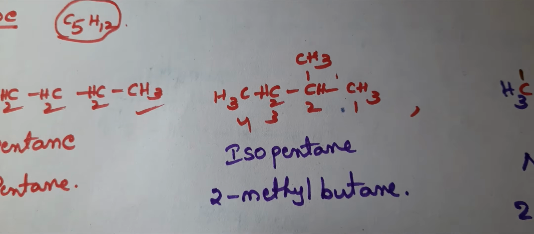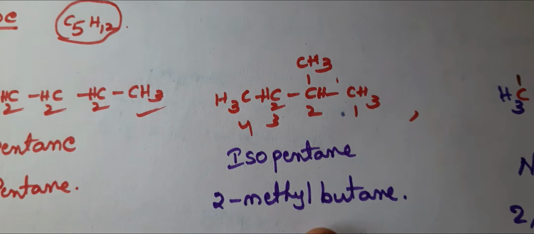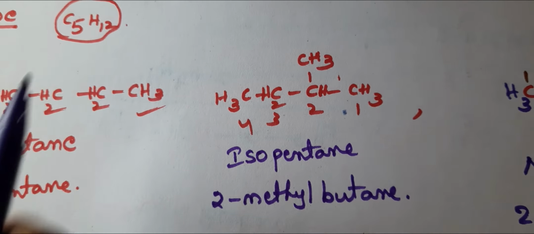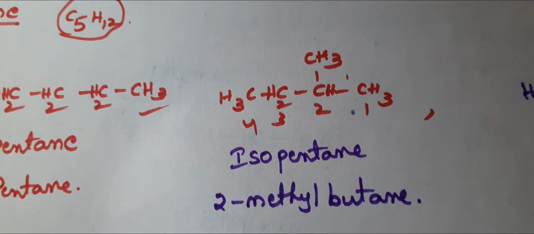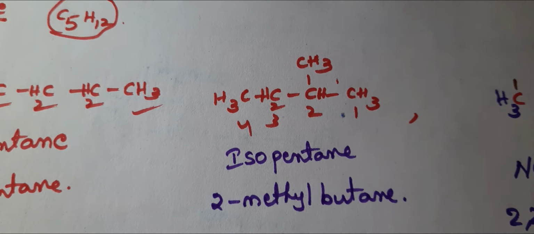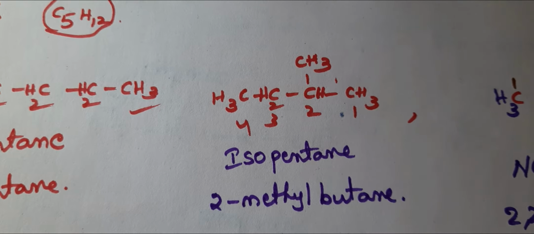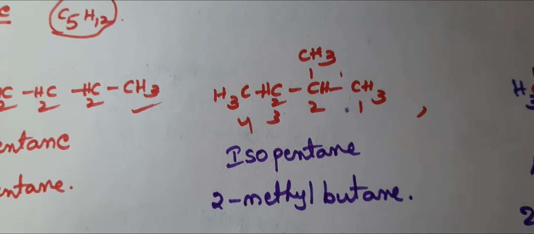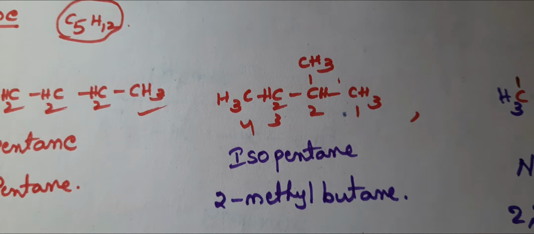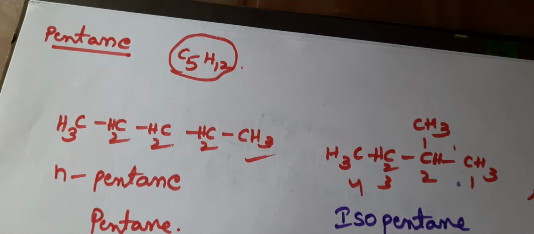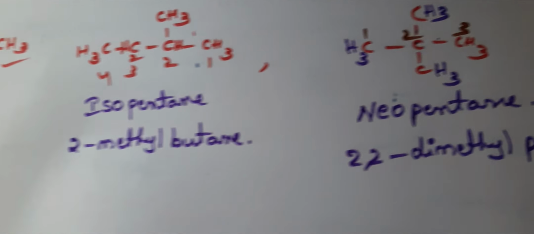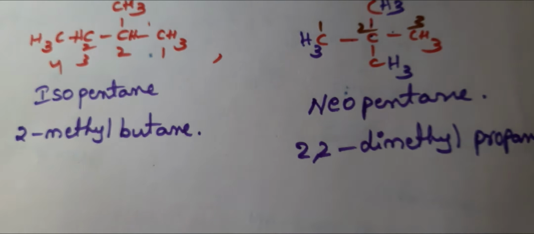So now we can say how many chain isomers C5H12 has. 3 isomers. C4H10, butane, has how many chain isomers? It has 2 chain isomers. So these are the examples for chain isomerism. Pentane I have taken and butane I have taken, and I have shown.